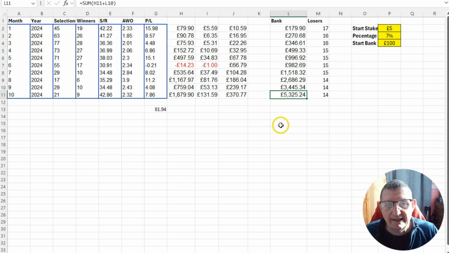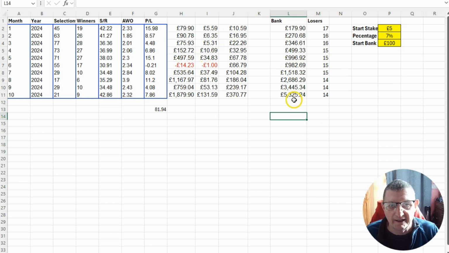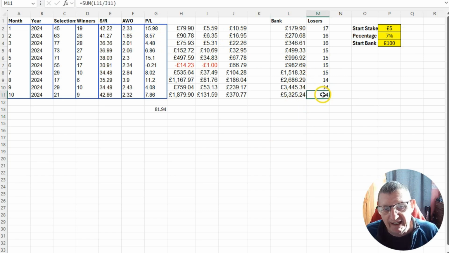And you could probably risk a bit more if you wanted to, but I want to keep it reasonably tight. And even here, it's kind of getting a little bit risky with only 14 losers maximum at that stake. So you've got to be a little bit careful. So let me talk you through the spreadsheet and how it's put together.